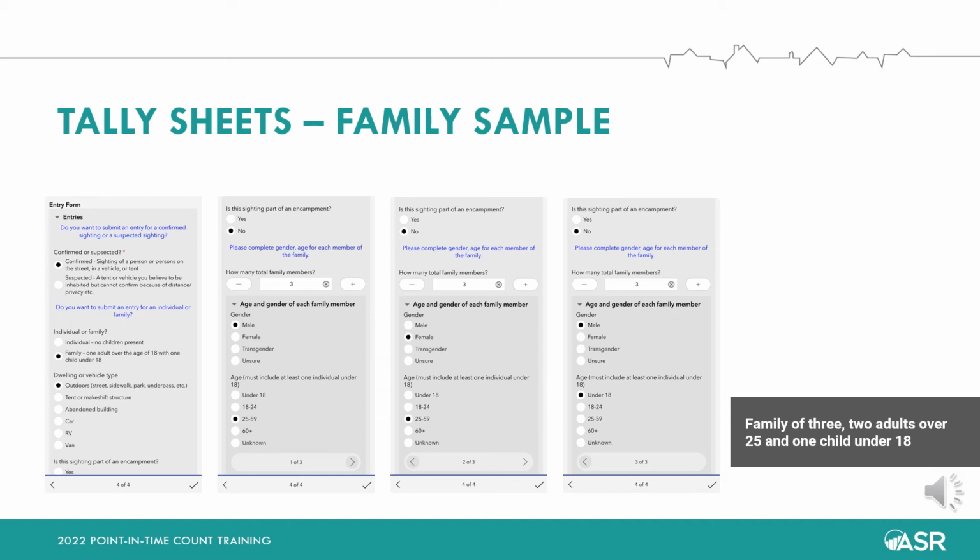You would press this arrow and again bubble in the gender and age of the next person. After bubbling in the second person, you would press the forward arrow again to move on to the third person. After bubbling in the age and gender of the third person, you would press the check mark in the bottom right corner of your screen to finish the entry. Please note that for the purposes of the count, a family is defined as one adult present with a child under the age of 18.